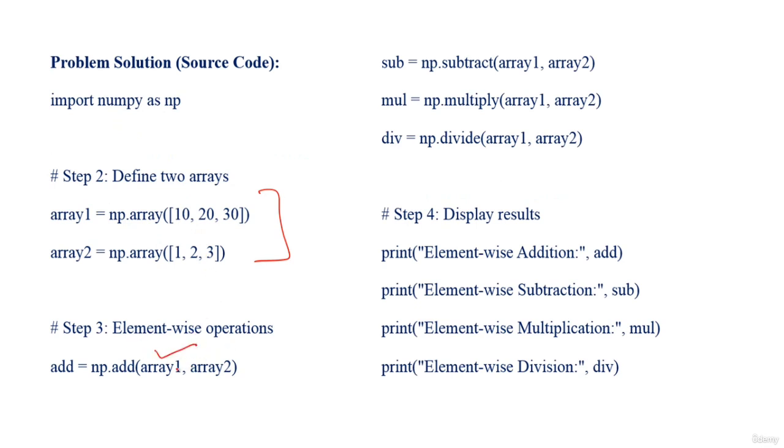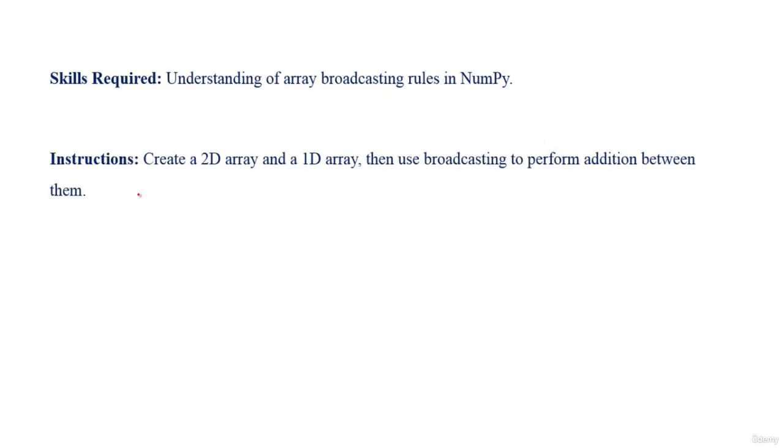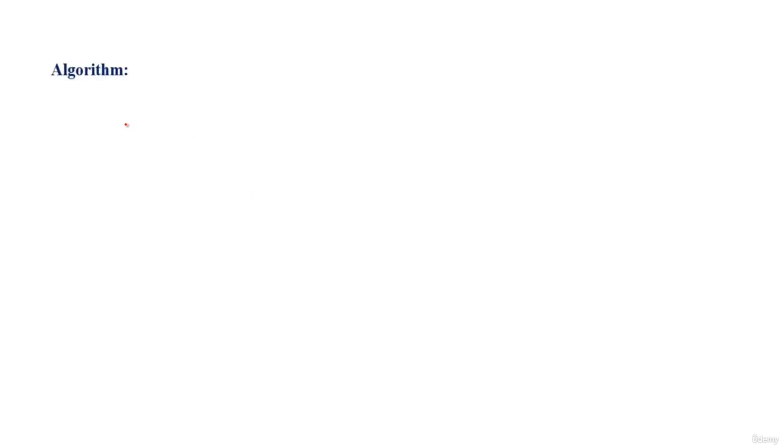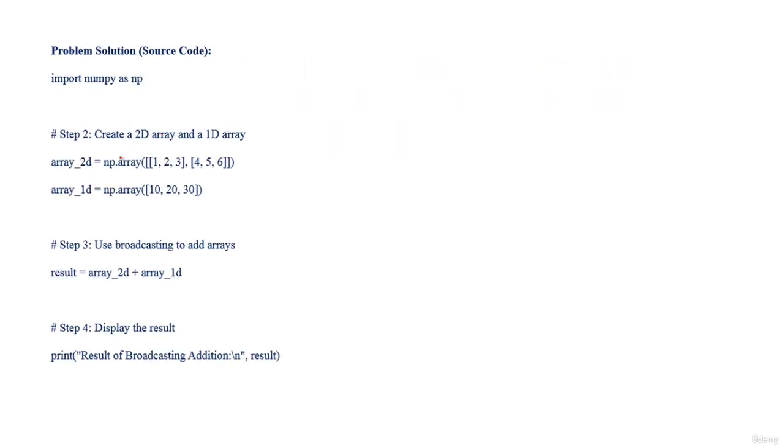How can you do this? Just provide the two arrays as parameters, and their result will be shown to the user. The third problem statement: use broadcasting to perform operations between arrays of different shapes. Skills required, instructions: you have to read all this content line by line when I provide this PPT slide. Algorithm: these steps we will follow, and this is actually the solution.